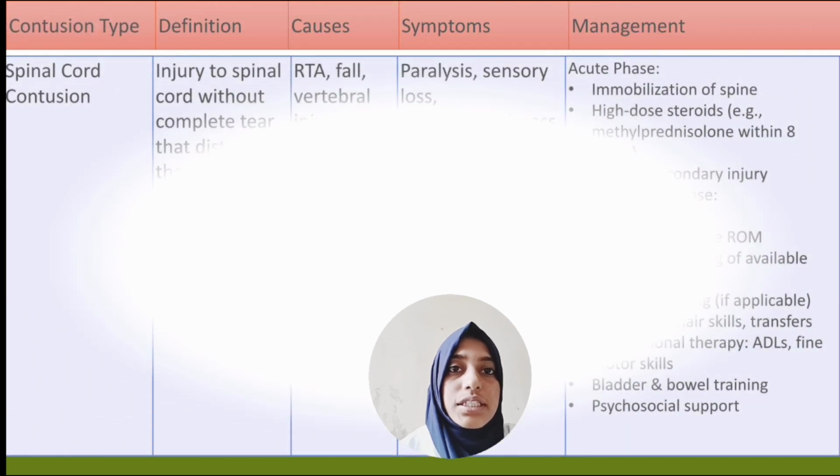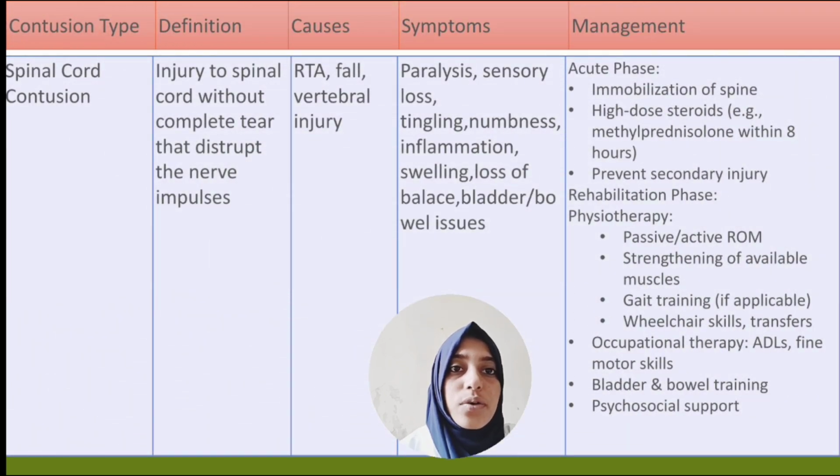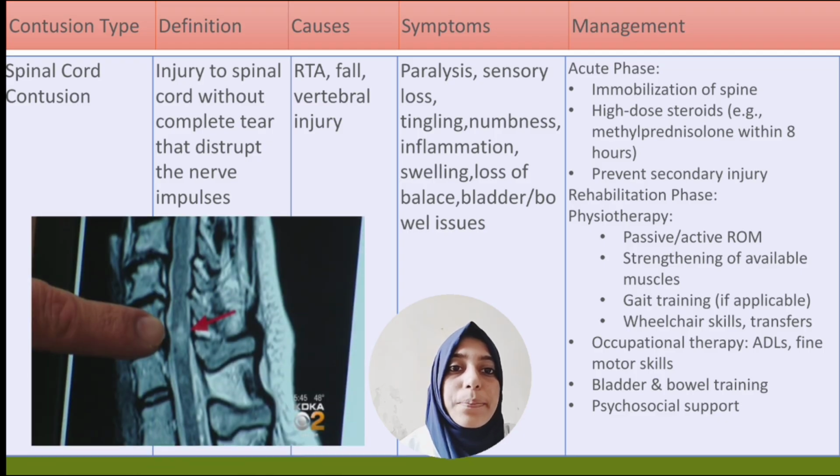Then spinal cord contusion. It is injury to the spinal cord without complete tear that disrupts the nerve impulse. This picture is showing a spinal cord contusion, and it is caused by road traffic accident, fall or vertebral injury. Symptoms are paralysis, sensory loss, tingling or numbness, inflammation, swelling, loss of balance, bladder or bowel issues. The management is, during the acute phase, immobilization of the spine, high dose steroid, for example methylprednisolone within 8 hours, and prevent secondary injuries.